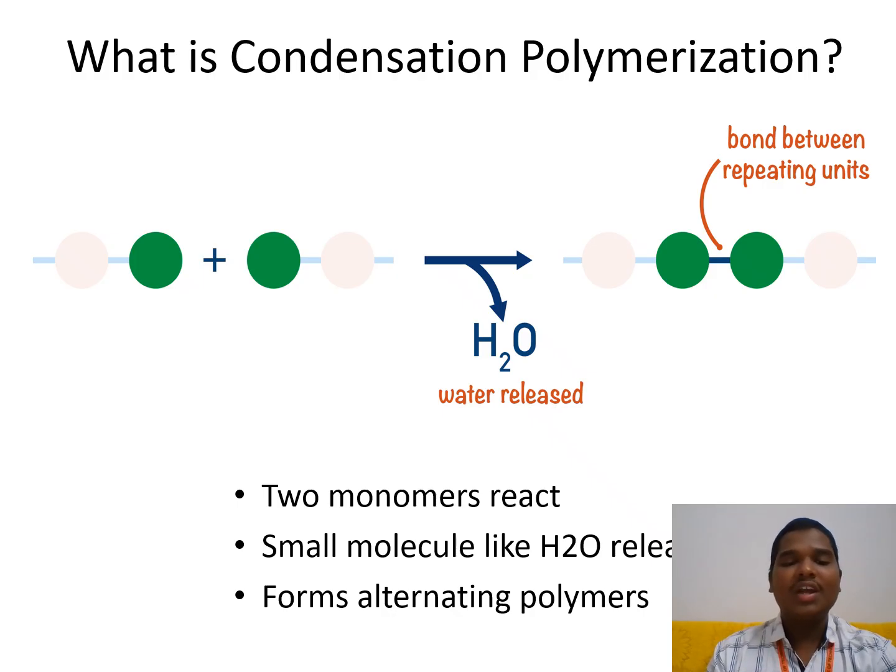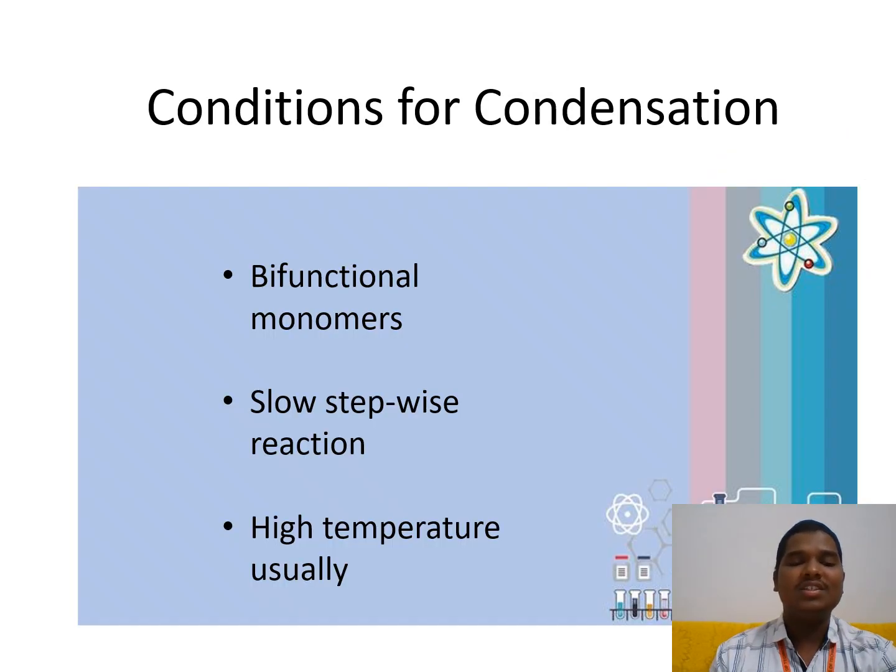Next, we will go through the conditions necessary for this process. Condensation polymerization requires monomers with two functional groups, high temperature, and sometimes an acidic or catalytic medium. Since a small molecule is removed during every step, the polymer chain grows step by step and takes more time compared to addition polymerization.